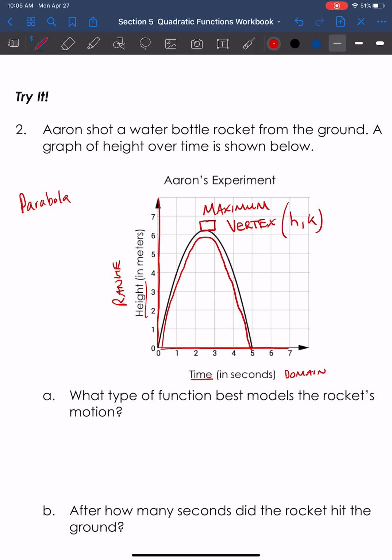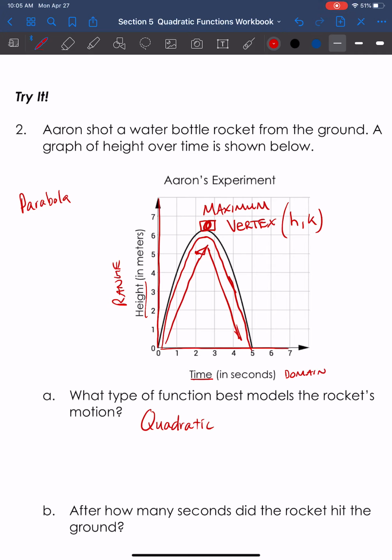So what type of function best models the rocket? Well, this is a quadratic. A quadratic has periods of time. It starts off going in one direction, so it's increasing, then it hits that vertex, and then it changes direction and goes in the opposite direction. So that is how you would model a quadratic.